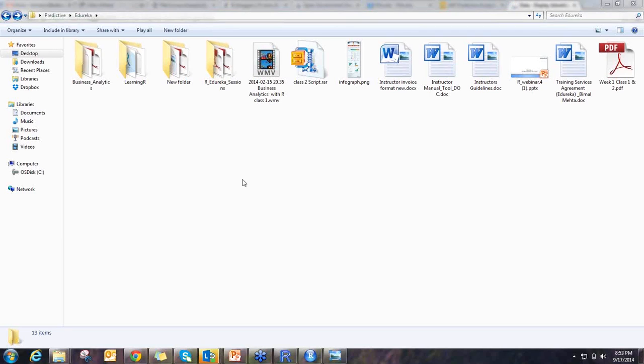Scintillate asked, does R integrate with Scoop and Flume? It might be integrating. I'm not too sure because I haven't used Scoop and Flume, so I won't be able to answer that question. So there must be integration available, but I have not used it.